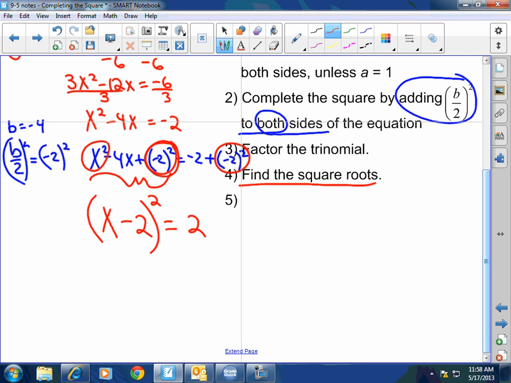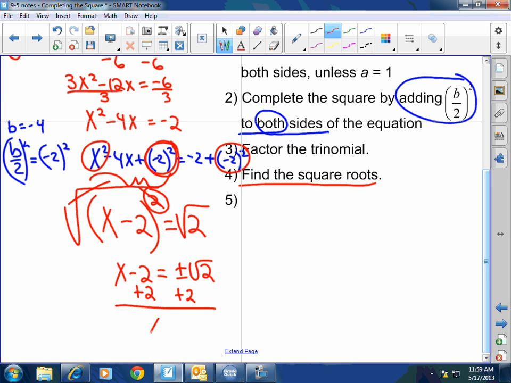How do I solve for x here? Guys, we already had this chapter. How do we solve for x here? You square root both sides. The square root cancels the power of 2. x minus 2 equals plus or minus square root of 2. Solve for x by adding 2 to both sides. x equals 2 plus or minus square root of 2. And those are my solutions, my friend.